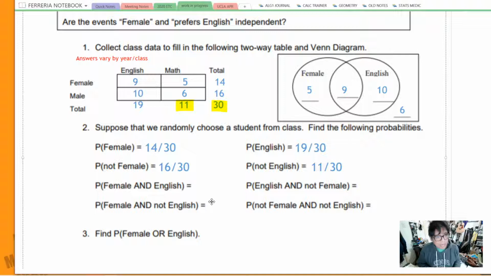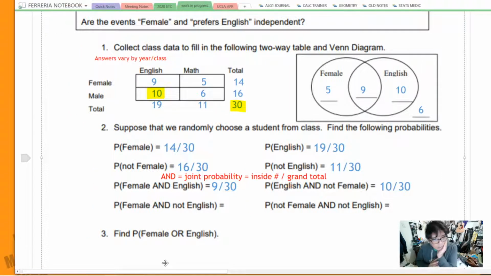We have female and English. Female and English is what we would call a joint probability, because we're looking at one of the insides and dividing it by the total, the grand total really. So female and English is 9 out of 30. The next one is English and not female, which you can translate to English and male. That is 10 out of 30.